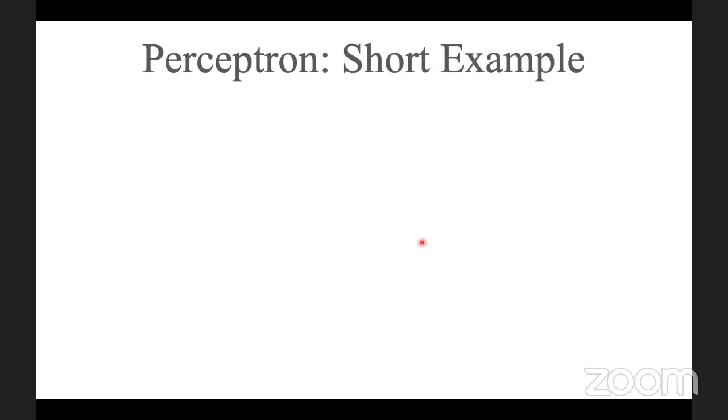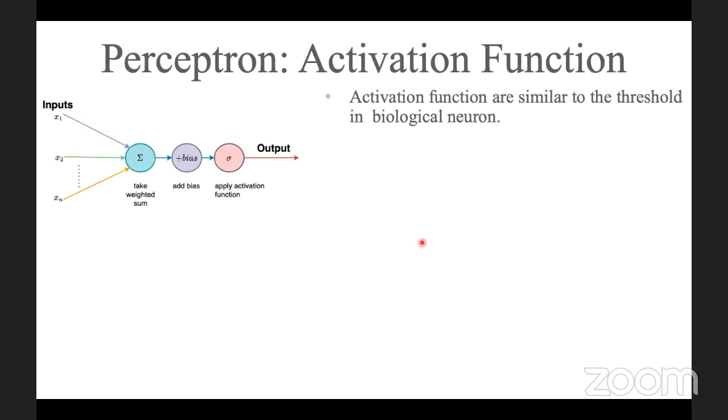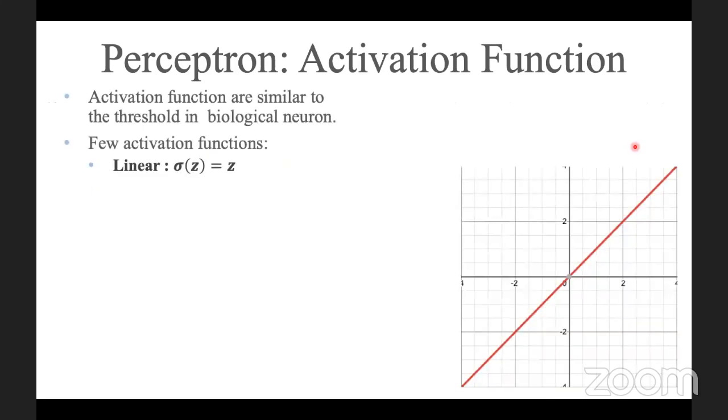So let's see a simple example. Sorry, we'll see this example later. First of all, let's talk about the activation function. As I told you, it's basically similar to a threshold, but a bit more advanced. The first example is the linear function, which outputs whatever it takes in. This is not at all interesting, and we'll see why later.